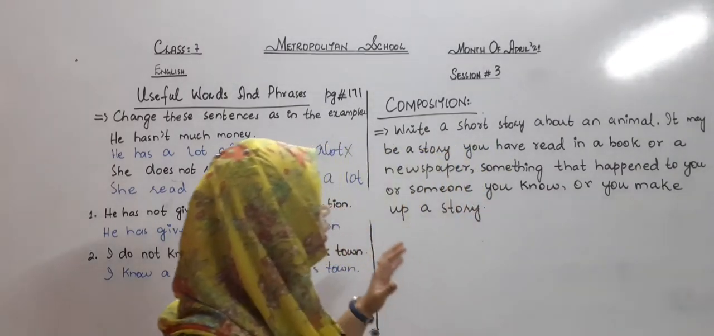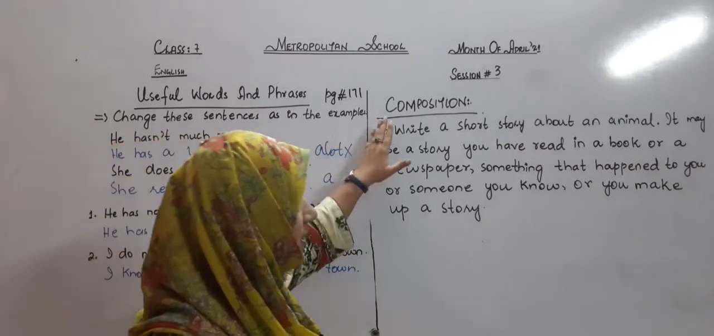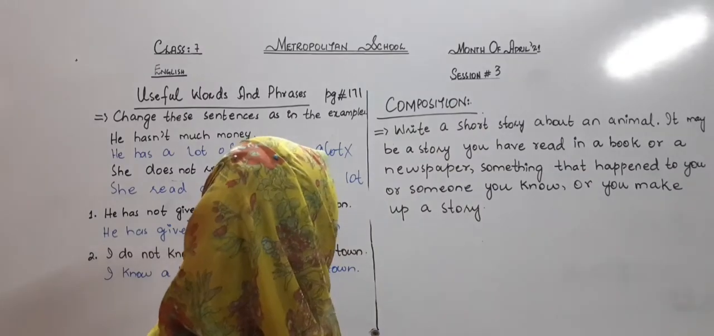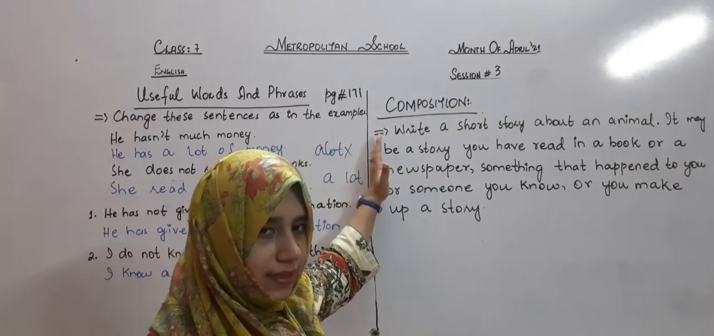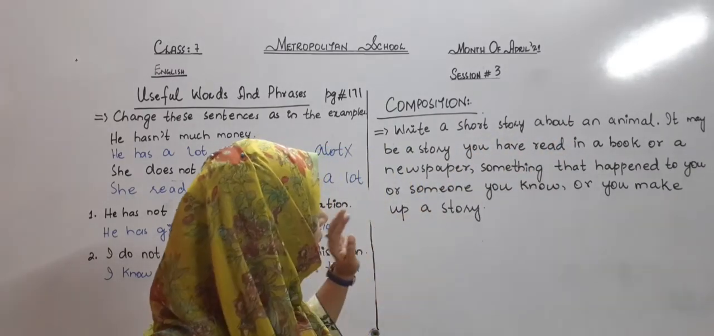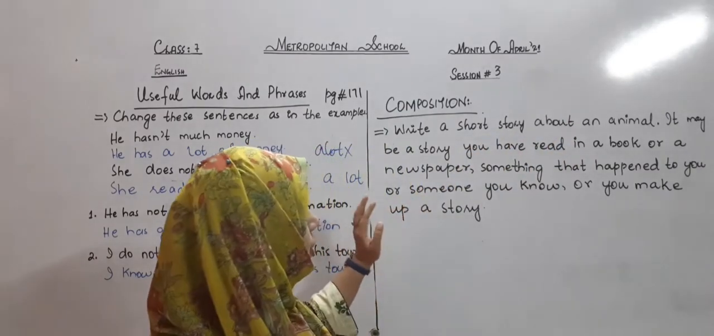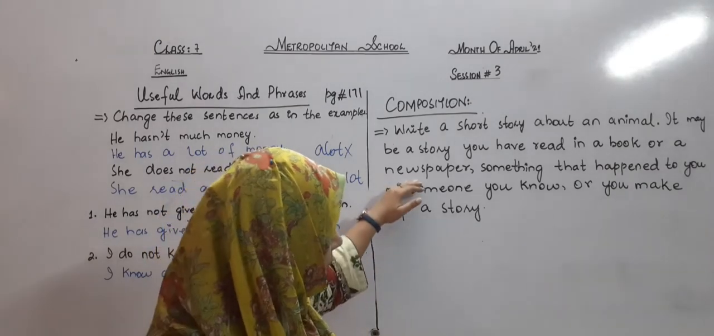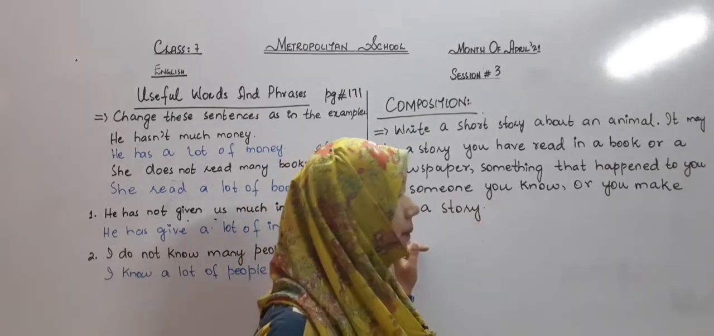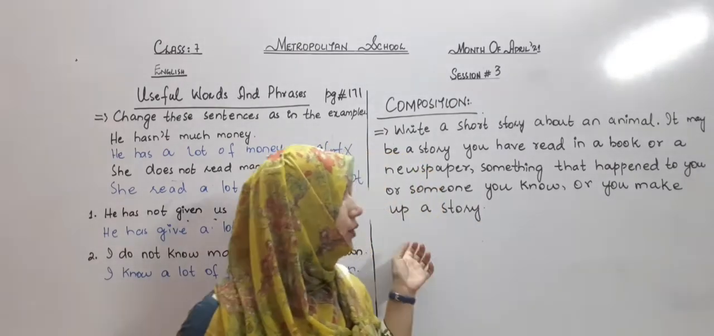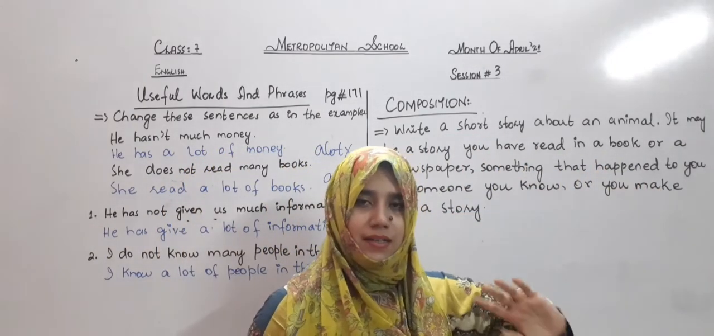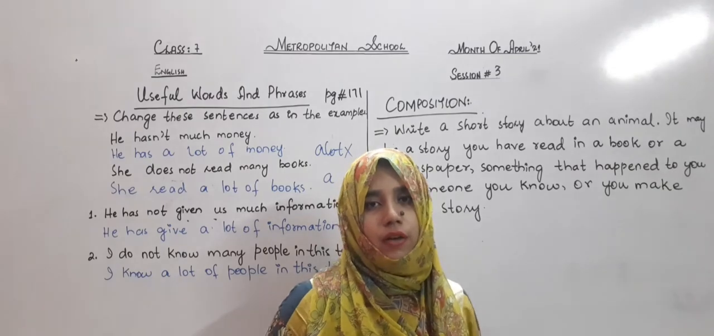Now let's move towards another thing, that is the composition, and the composition is on the same page as the exercise. What you will have to do in this is write a short story about an animal. It may be a story you have read in a book or a newspaper, something that happened to you or someone you know, or you can make up a story. You will have to write a story about any animal. It should be your past experience or a story you have read before.